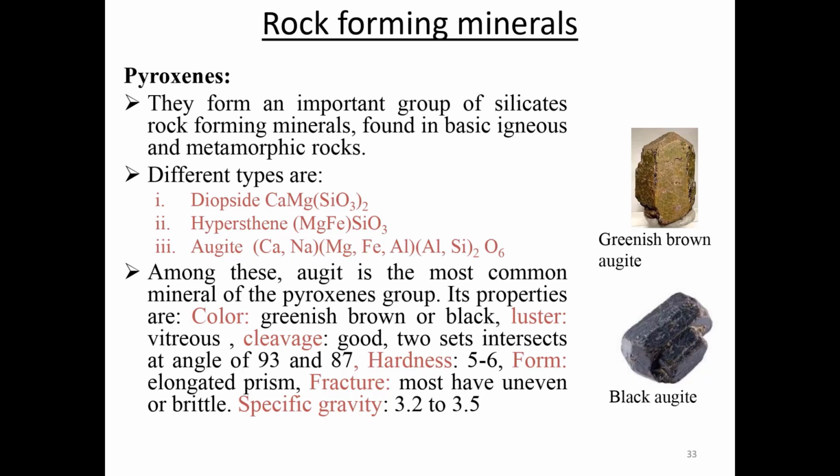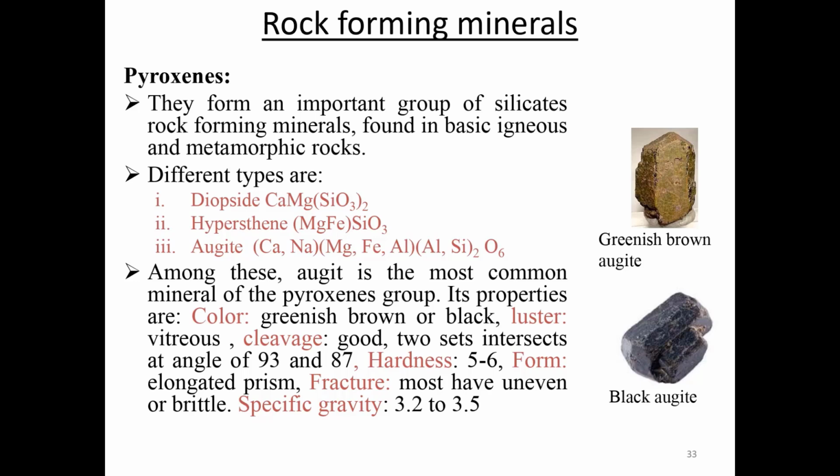Pyroxenes form an important group of silicate rock-forming minerals found in basic igneous and metamorphic rocks. Different types are diopside, hypersthene, augite. Among these, augite is the most common mineral of the pyroxene group. Its properties are color, greenish-brown or black; luster, vitreous; cleavage, good, two sets intersecting at angles of 93 degrees and 87 degrees.